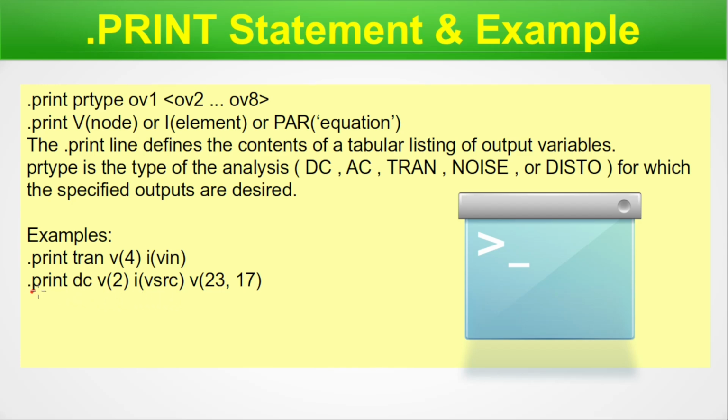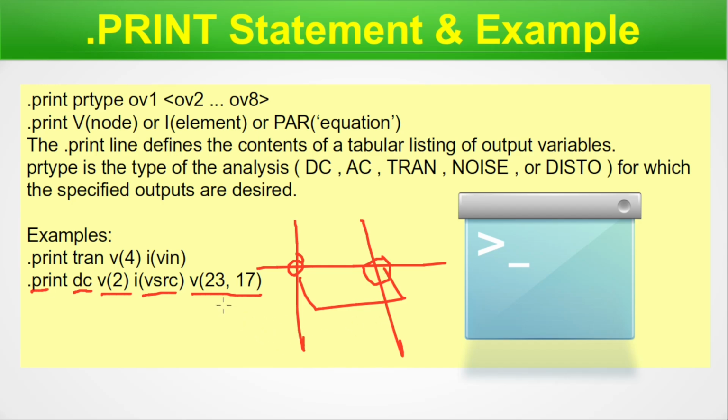Next we have print, then we are doing a DC type of analysis, then we say V2, I, V, S, RC, it's a component, and V between the two nodes. So there are two nodes here. This is node number 23 and this is node 17. So in between, what is the voltage? We are getting that value in the terminal.